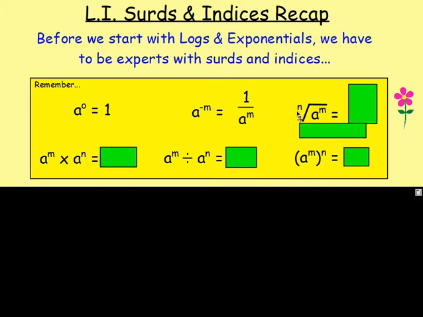If you have the nth root of a to the power of m, well, for that I always think about a little trick, flower power. For this, you're going to have a fractional index, so you're going to have a to the power of m over n or n over m. Which one is it? Well, it's m over n. How do you remember that?